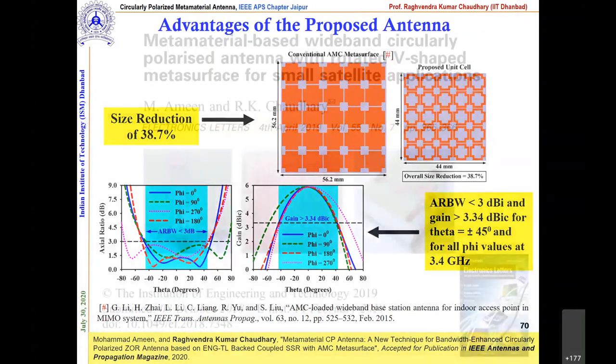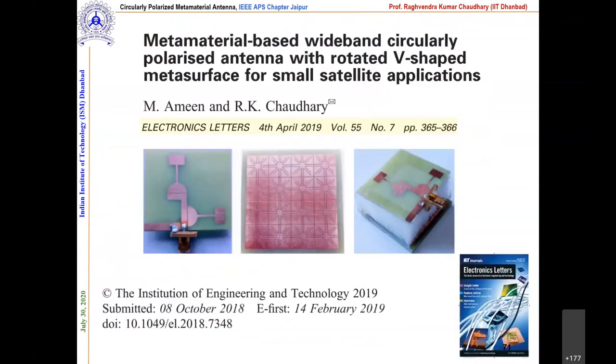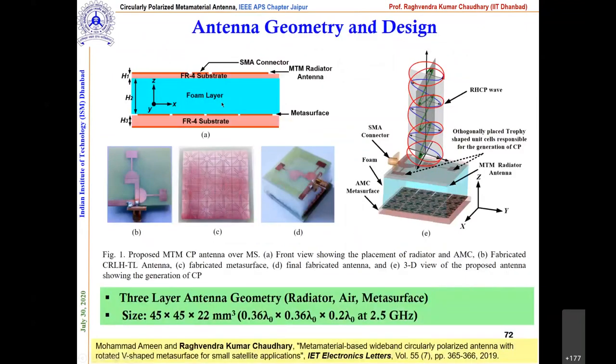In the same line, later on we did a work where the approach was somewhat conventional, I would say. Here we used two CRLH structures and placed them orthogonally, and we backed them again with the AMC to improve the gain. This is the same idea that we published in IEEE Magazine last year. The thing is that here we maintain the orthogonal field components by having two different CRLH structures.